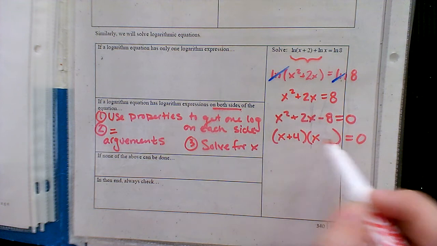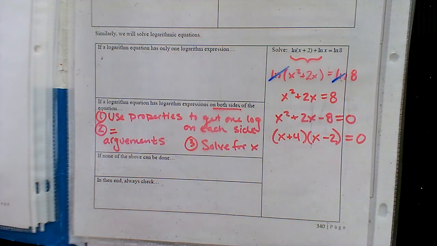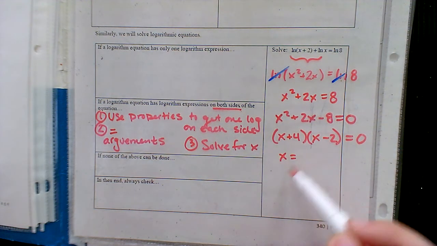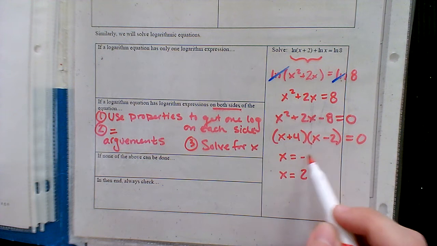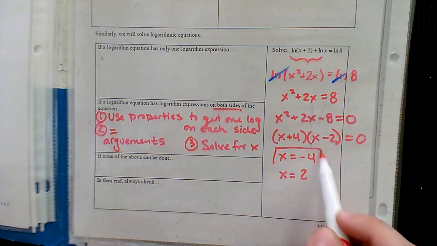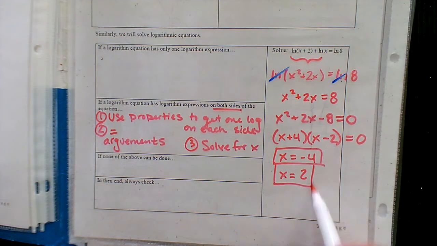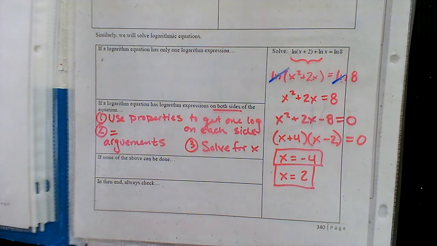Let's see, +4, -2. So what are our x solutions? 2 and -4. All right, so that's what factoring gives us. Do we want to check our work? Do we trust that both of those are solutions?